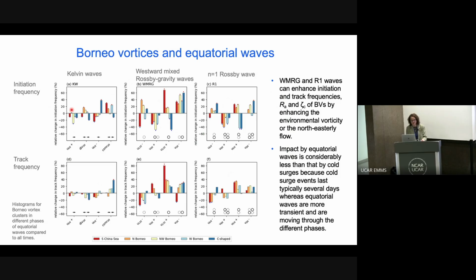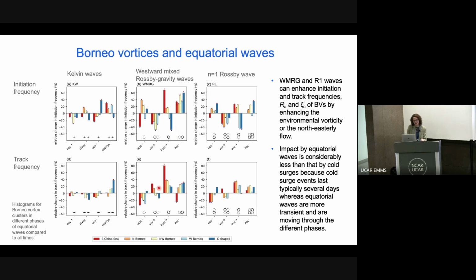So if we look at initiation frequency, we can immediately see the biggest impact comes from the westward moving mixed Rossby gravity waves. And you can see, for instance, in the phase where we have the positive phase to the left and the negative phase to the right, for all the Borneo vortex clusters, that leads to a decrease in initiation. But if we're in the opposite phase, that leads to an increase. You can also see that the n=1 Rossby waves are modulating the Borneo vortices, but slightly less strongly than the mixed Rossby gravity waves.